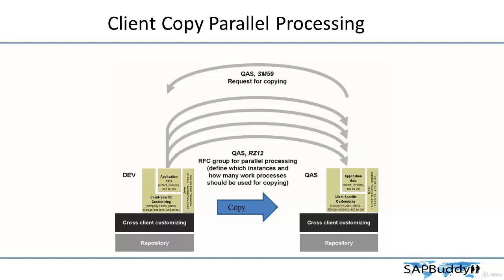And now you may think, okay, if we have multiple processes running at the same time and one process fails, then what happens? The parallel processing is designed in such a way that during the execution of client copy using parallel processes, each parallel process will check whether the other processes are running. If another parallel process has failed, then it automatically restarts that particular parallel process. Okay, let's go to the system and see how we can use parallel processing to speed up the client copy process.